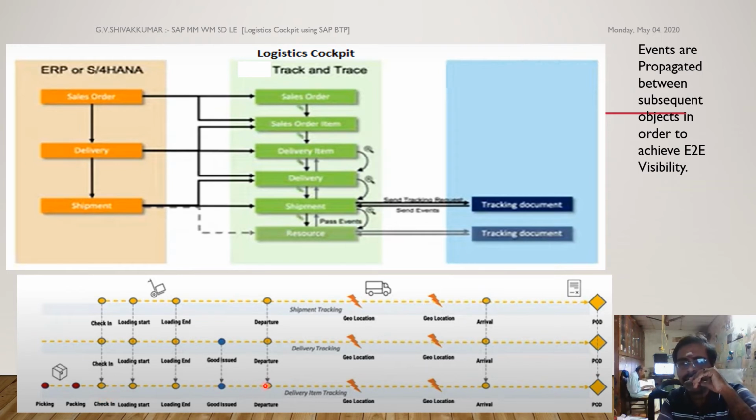and end: shipment start and end, or picking start and picking end, packing start, packing end, whatever, and loading start, loading end. All these things: order creation or delivery creation, delivery processing time, shipment processing time, transportation processing time. Everything can be tracked here. Okay, that is the beauty of the logistic cockpit using BTP SAC development technologies.